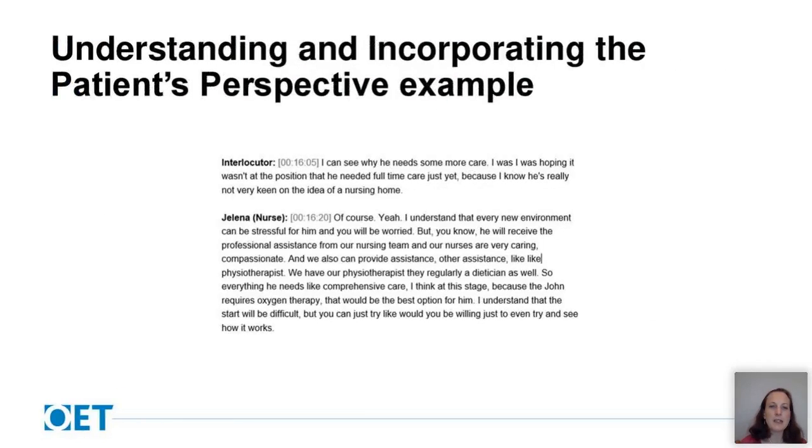So here we can see that the nurse shows they have listened to the response by picking up on some of the concerns that were mentioned. So the interlocutor says, I was hoping we wouldn't need full-time care yet, and he's not very keen on the idea of a nursing home. And the nurse picks up on that. Every new environment can be stressful and you will be worried.